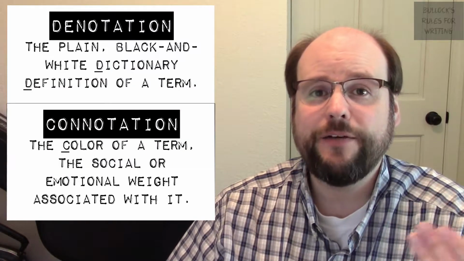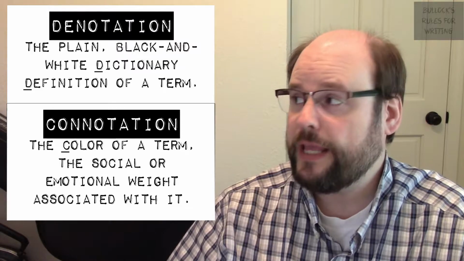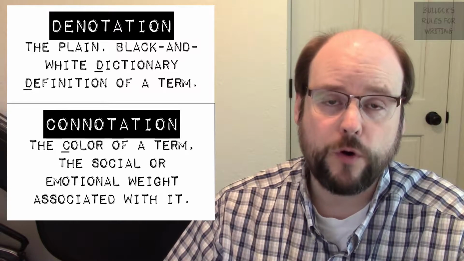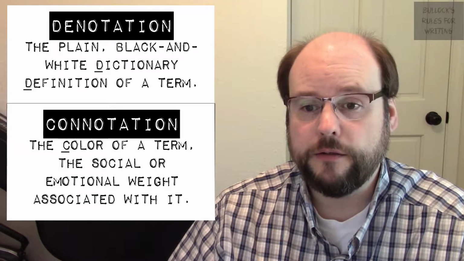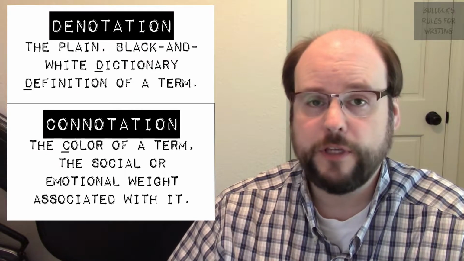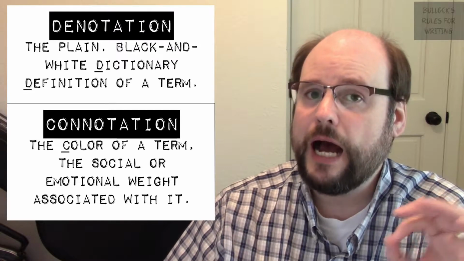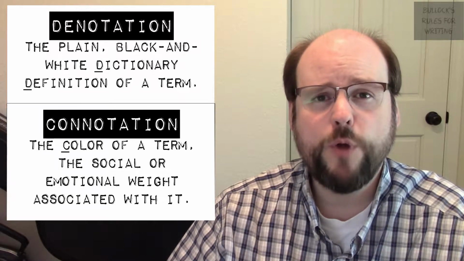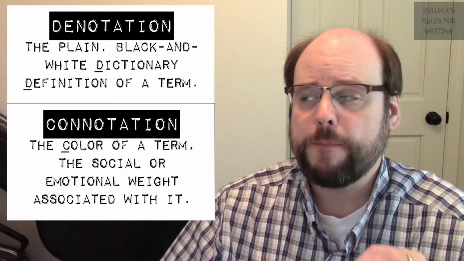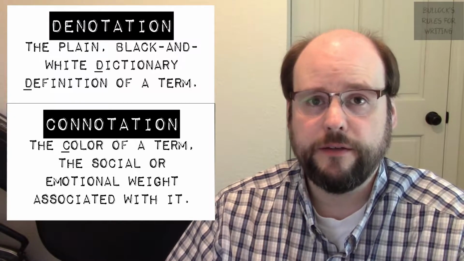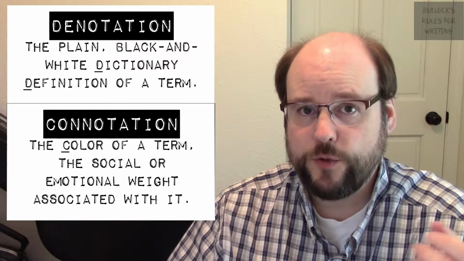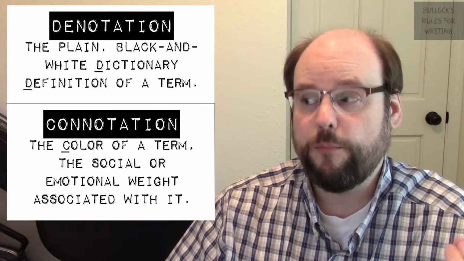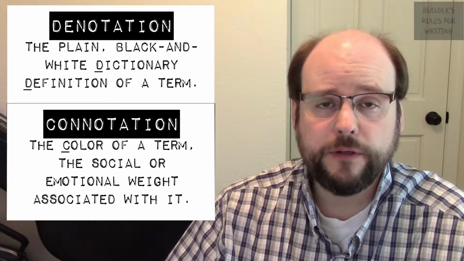Denotations are the dictionary definitions of words, plain black and white meaning of the word. There are lots of different words, for example, that mean dog: canine, flea bag, etc. But connotation is the color or the emotional weight or the social baggage that is associated with that particular word. So a canine has a very different connotation than a flea bag, right? A puppy has a more positive connotation than both of those.